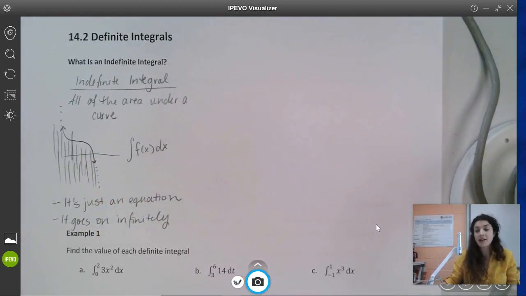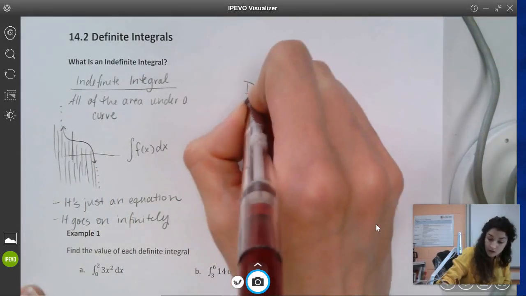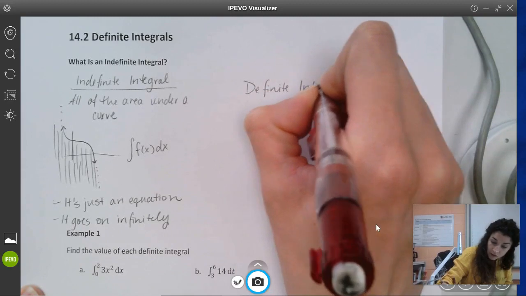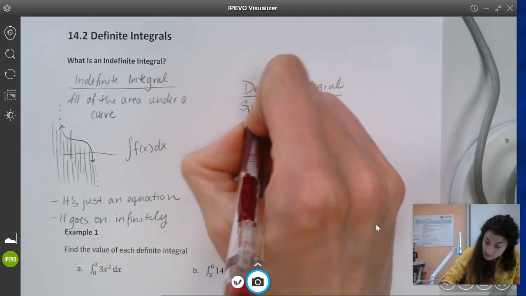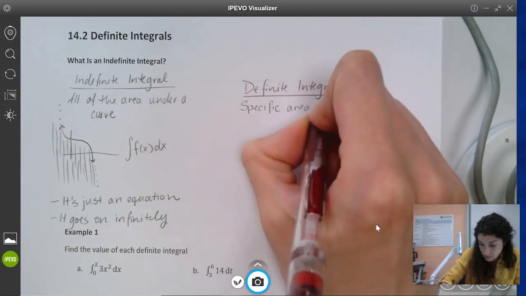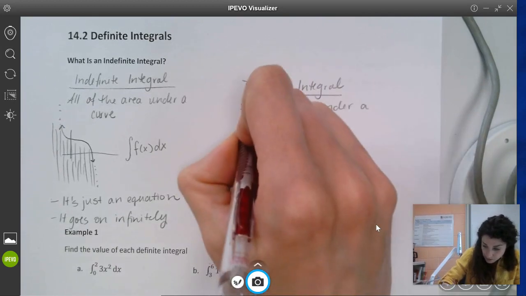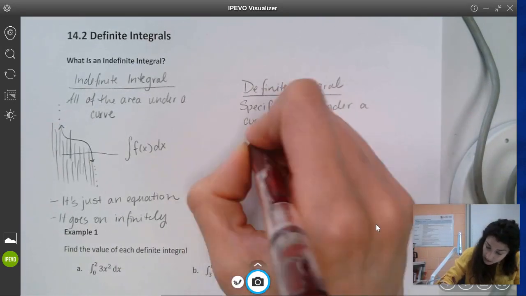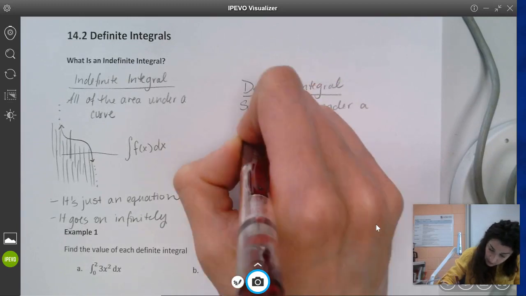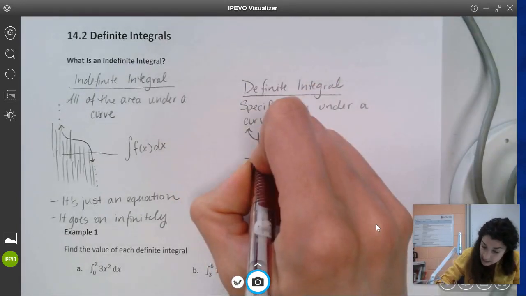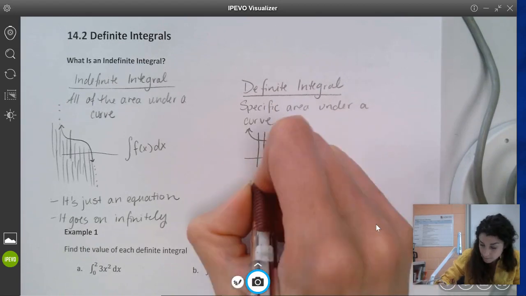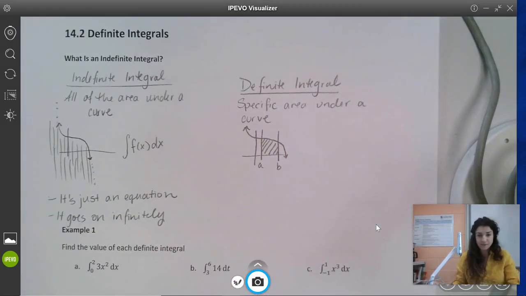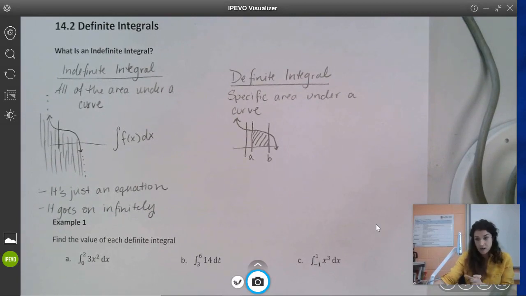Okay, so hopefully we can think about this now, that a definite integral is a specific area under a curve. So if we go back to that cubic that looks like this, let's say I wanted to find the area between this value and this value. So I wanted to find this area between A and B. So it's a specific area underneath the curve, not just all of the area under the curve.